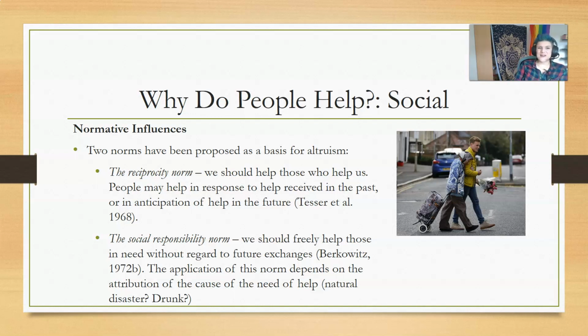But secondly, we have the reciprocity norm. Now this is that we should help people who help us or who we anticipate would help us. So people might help in response to help received in the past or in anticipation of help in the future.